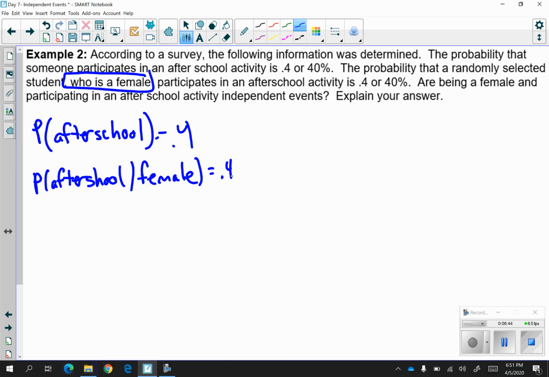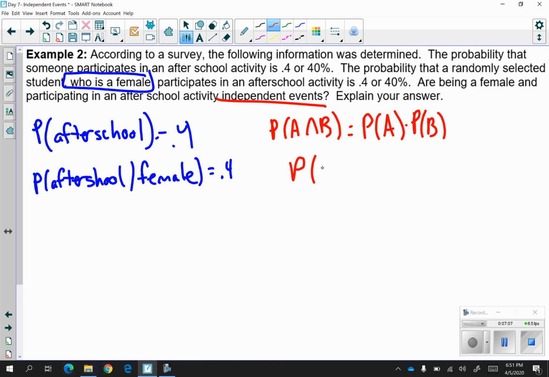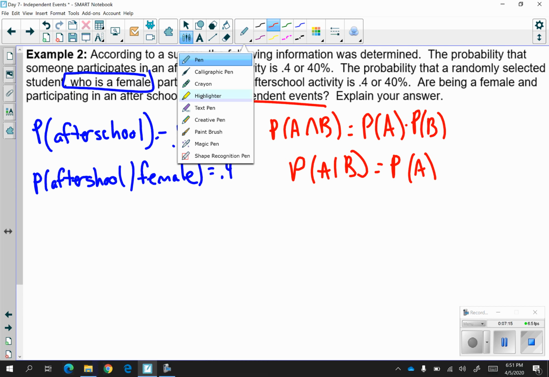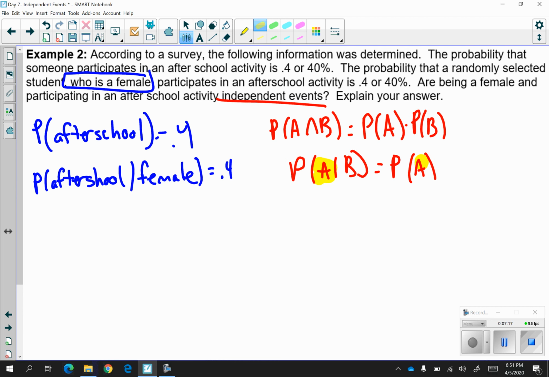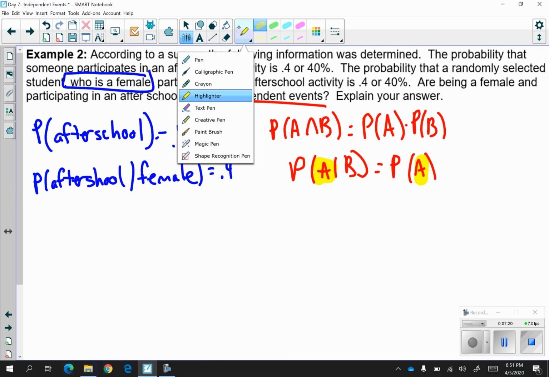They want to know, are being a female and participating in an after-school activity independent events? So you need to think, which formula are you going to use? The one where the probability of A and B is equal to one times the other? Or are you going to use the conditional probability rule where A given B is equal to the probability of A and B over the probability of B? Again, keep in mind that what comes before the condition, or the slash, is what has to be by itself.